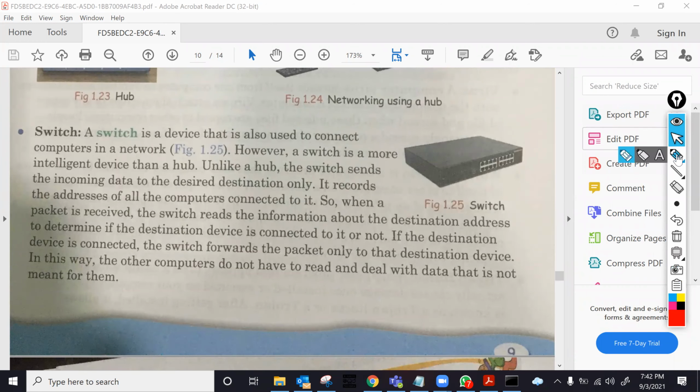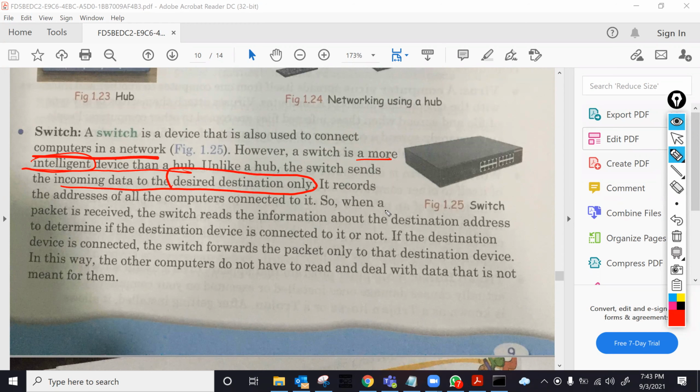A switch is a device that is also used to connect computers in a network. However, the switch is a more intelligent device, no? Unlike the hub, the switch sends the incoming data only to the receiver. It forwards only to the desired destination, not to all the destinations. It records the addresses of all of the computers.